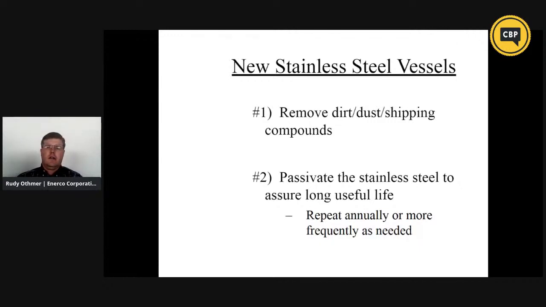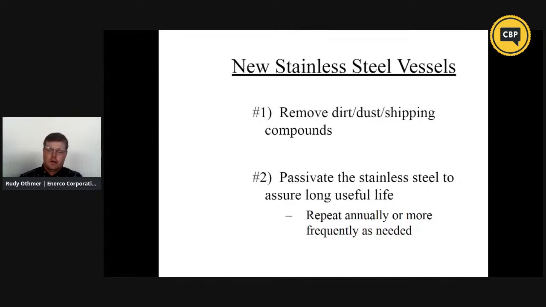One note on passivation is the stainless has to be clean before you passivate. You don't want to have any shipping compound left on there. You don't want to have any dirt, any specks. All of those things are going to interfere with creation of that passive layer.